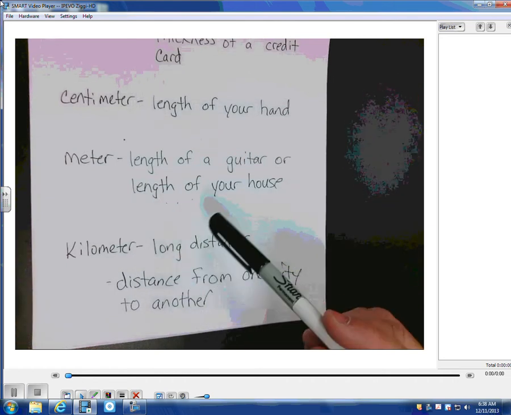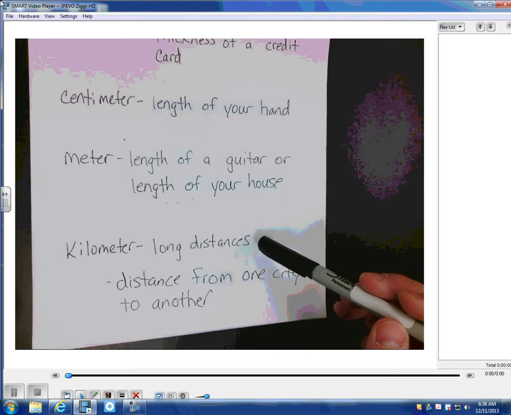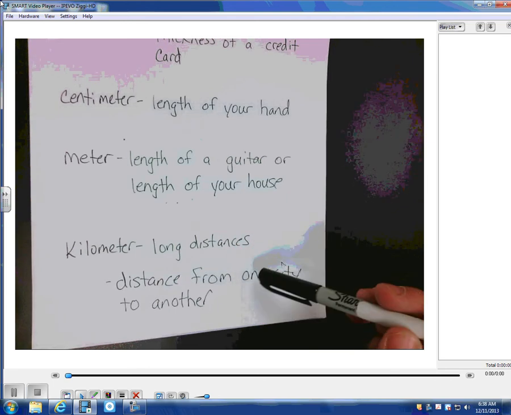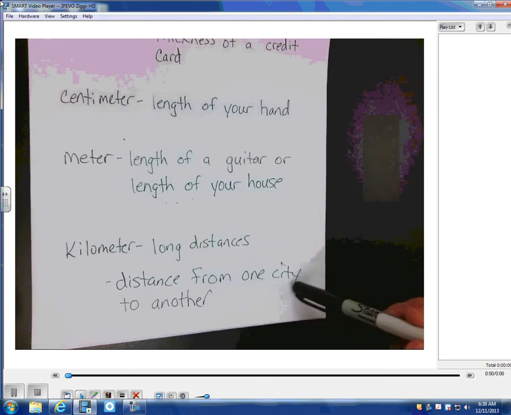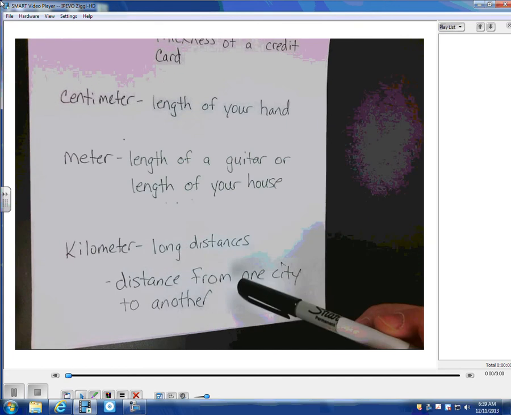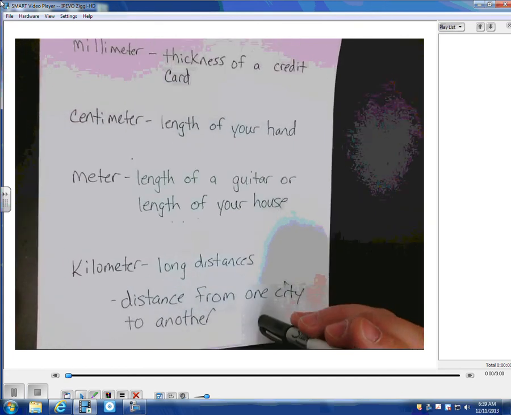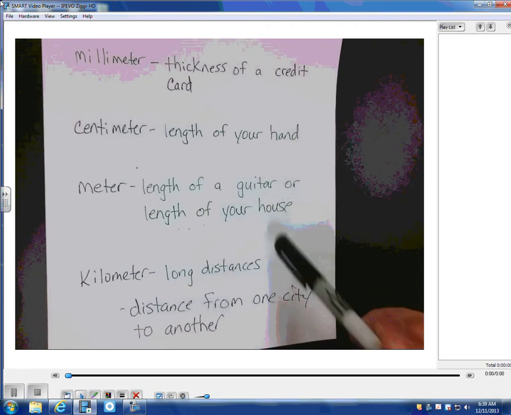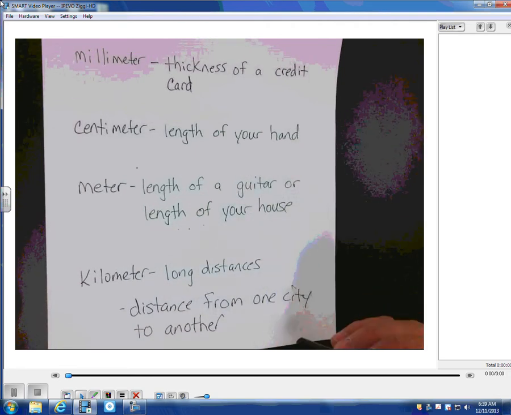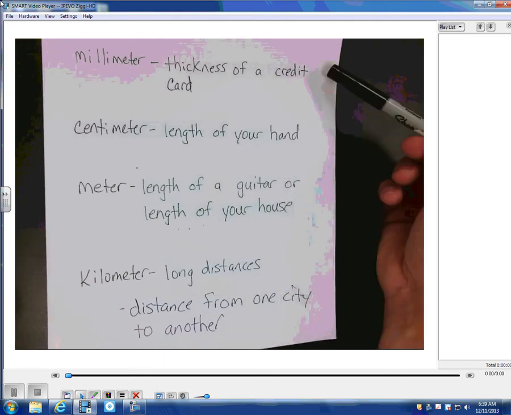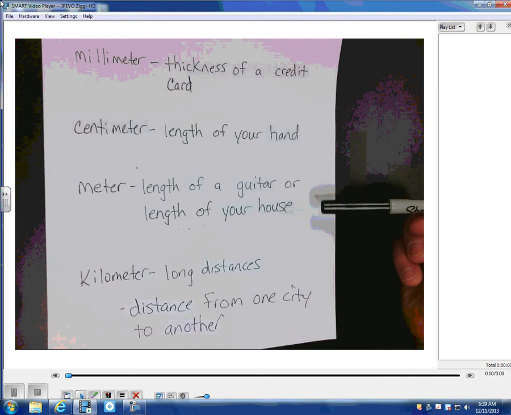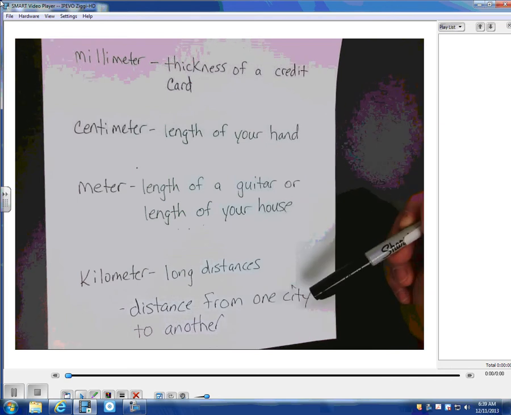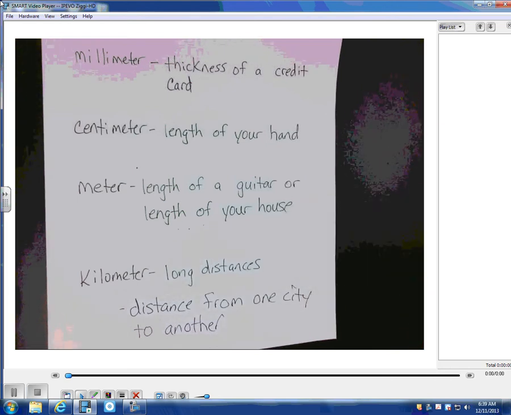Kilometer measures long distances. It's like if we wanted to measure the distance from one city to another city, we would use kilometers. So, based on this information, I'm not going to give you the answer to this one, because I just gave you examples of each one. Which one would we use to measure the size of a digital camera? Would we use a millimeter, a centimeter, a meter, or a kilometer? Okay.